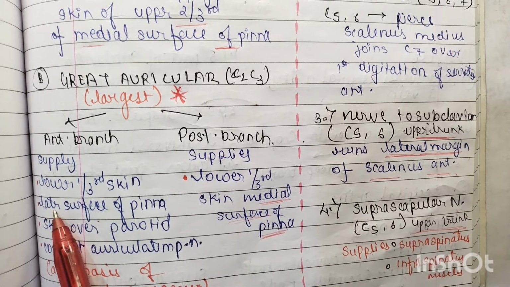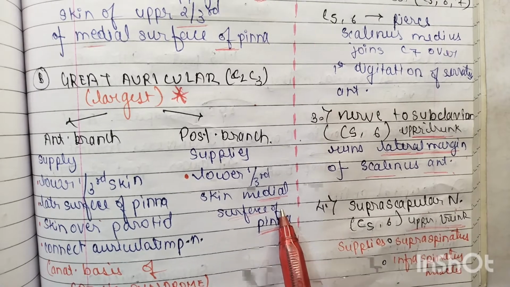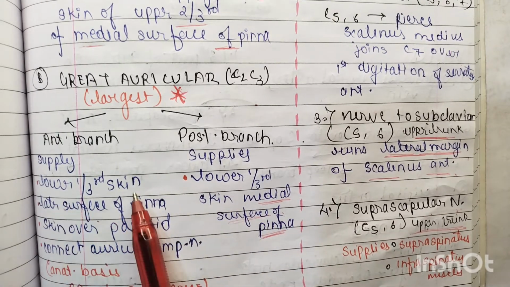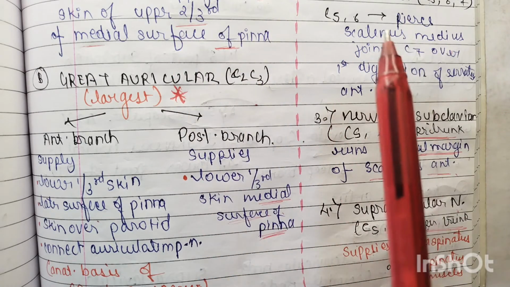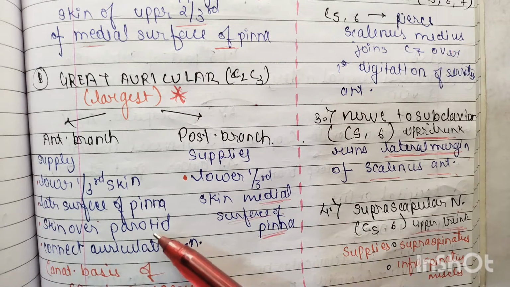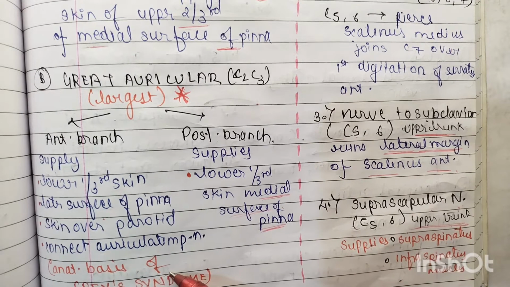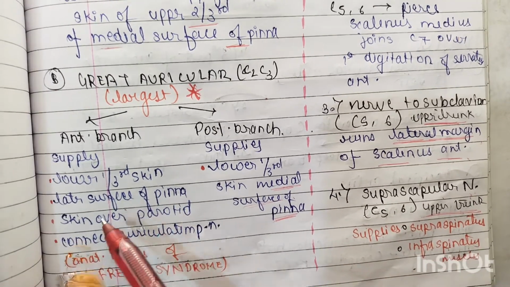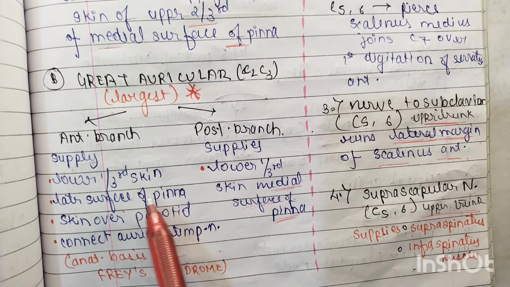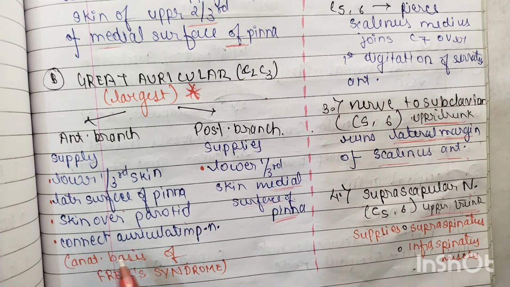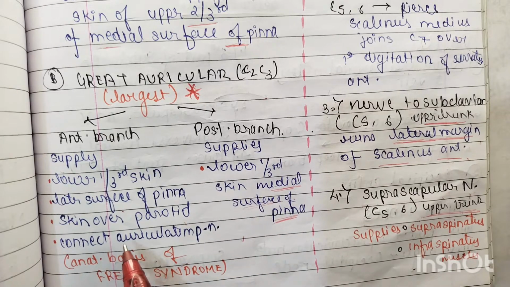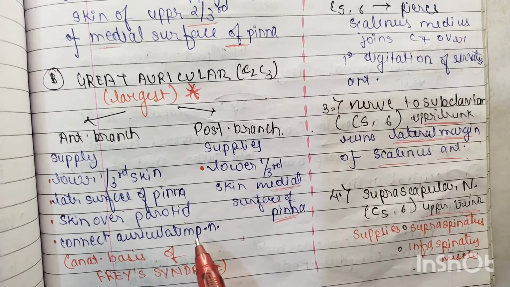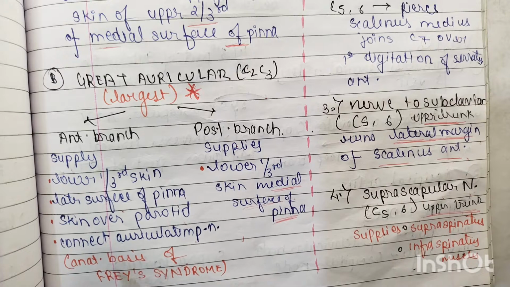It supplies the lateral surface of the pinna, and it supplies the medial surface of the pinna. Both supply the lower 1/3 of the skin, whereas the lesser occipital supplies the upper 2/3 of the skin of the pinna. Now, the two most important points in the anterior branch are that it supplies the skin over the parotid gland and it connects with the auriculotemporal nerve also.